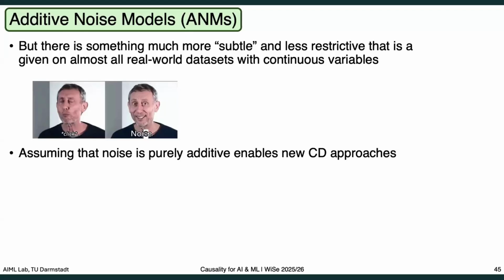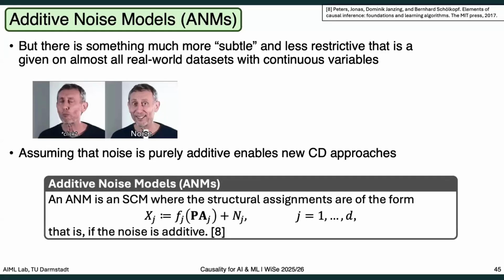So if we specifically assume that we have an additive noise model, meaning that noise is purely added on top of the actual function, then we can do a lot of stuff with that. This family of models is called additive noise models. An additive noise model is a particular type of SEM where the structural assignments all have that form. We have a function that takes as inputs the parents, as usual for a causal graph, and returns some value. This function is deterministic, and then the randomness comes from an additive noise term that we put on top of that.